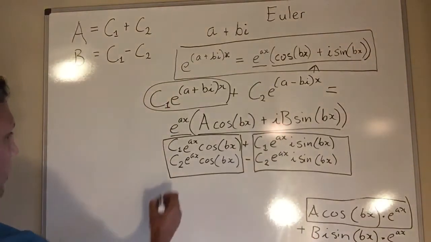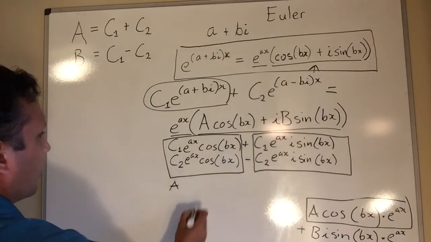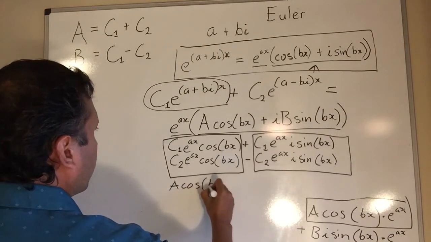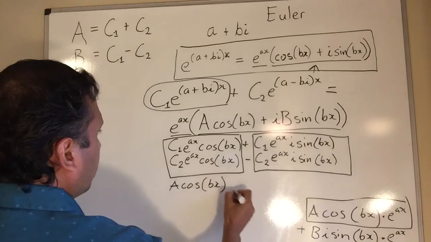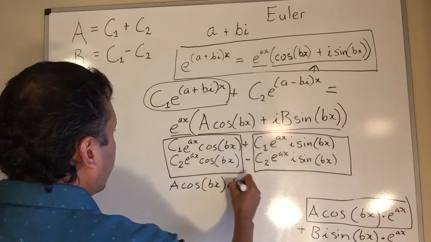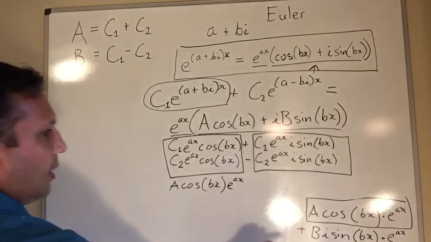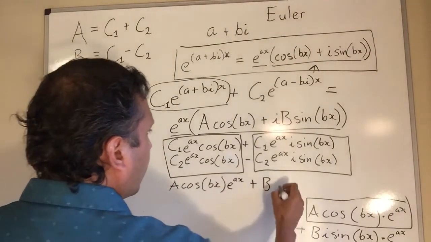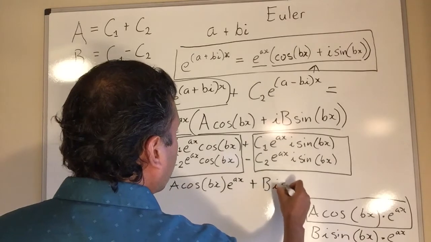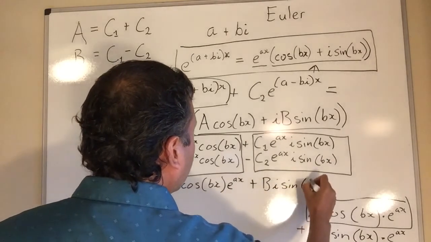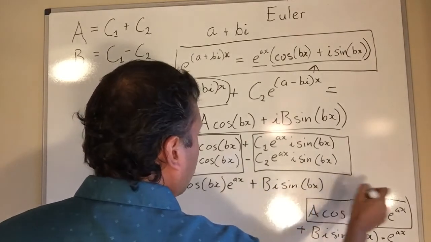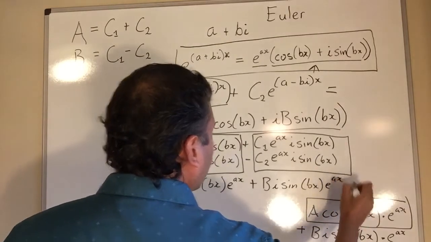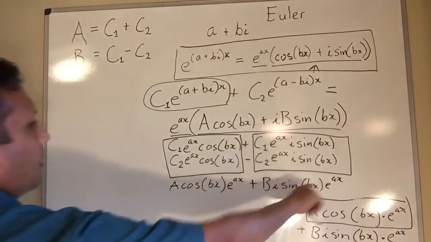So I'm going to rewrite this. Now I have a cos bx multiplied by e ax plus b i sine bx multiplied by e ax. So I wrote this out up here.